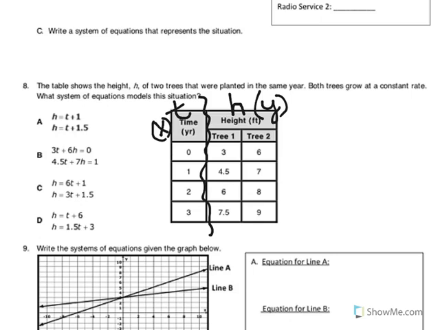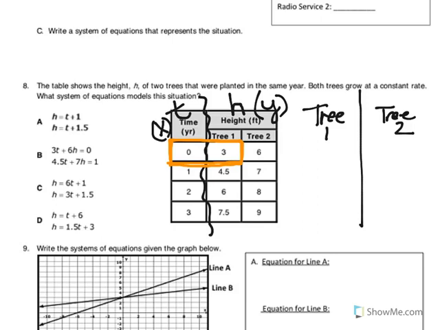So first thing we want to do, I'm gonna put 2 lines here. Tree 1, tree 2. Let's see if we can write 2 equations. Let's start with tree 1. Tree 1, look, at 0 years. When it was first planted, it was 3 feet high. So there we go, there's that.